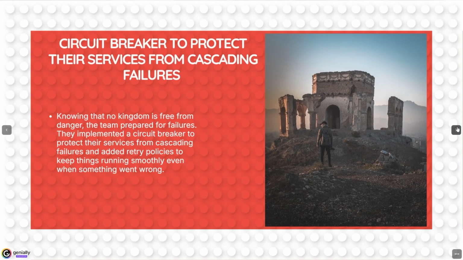Knowing that no kingdom is free from danger, the team prepared for failures. They implemented a circuit breaker to protect their services from cascading failures and added retry policies to keep things running smoothly even when something went wrong.